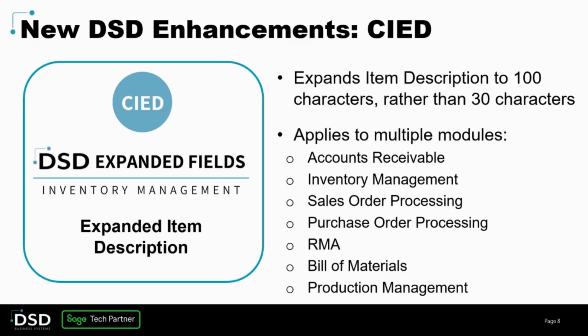The CIED enhancement is the expanded item description. So this is for inventory items. You do have the extended item description available, but a lot of users need to be able just to have the 30-character item description expanded to more characters. So we've expanded it to 100 characters that you can then have on various reports and forms.